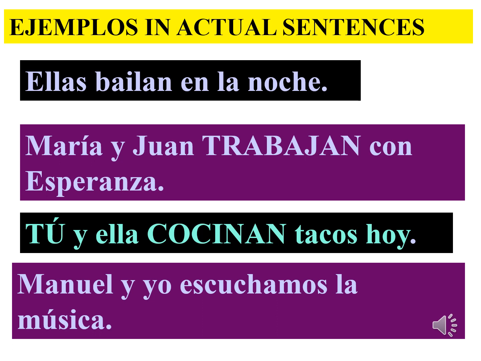Coming up with some sentences where you have a plural subject, the verb in the plural form with the plural ending. Ellos bailan en la noche. María y Juan, two people, trabajan, the AN ending, con esperanza. Tú y ella, again, plural, two people, cocinan tacos hoy. Manuel y yo, I'm included, so we're going to go with a nosotros form. Manuel y yo escuchamos la música.